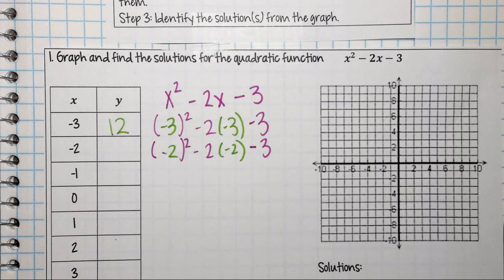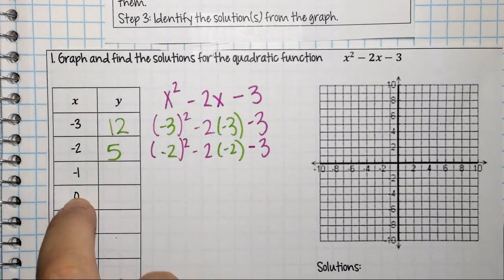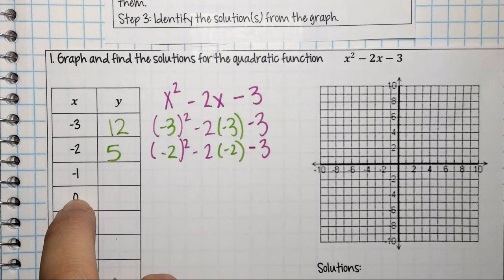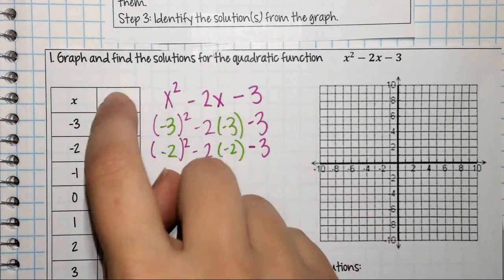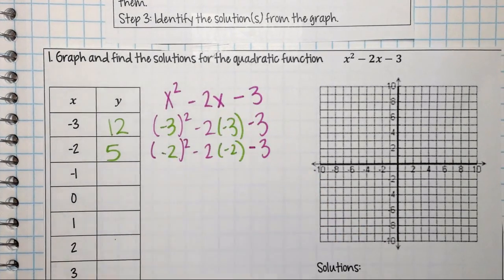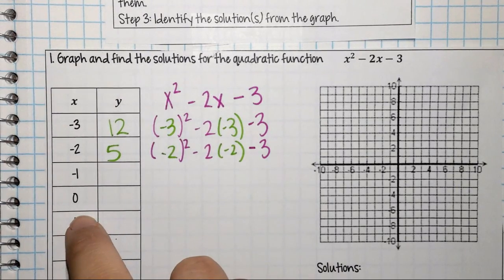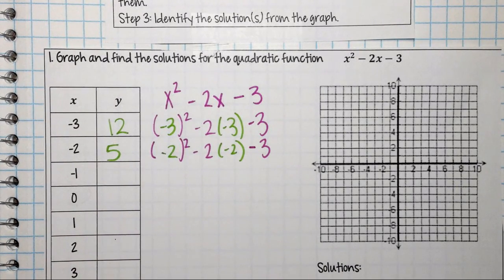All right, what's -2 squared? And what's -2 times -2? 4 plus 4 is, and 8 minus 3 is? Awesome. Now, do you think it's always going to repeat when we plug in 0? Not necessarily. It depends on what's out here, right? So don't get that in your head that it's going to repeat at 0. You have to find where it starts to repeat.